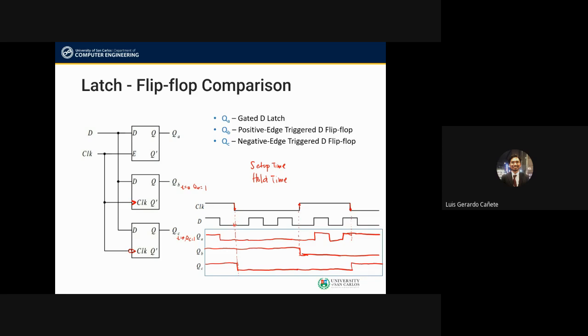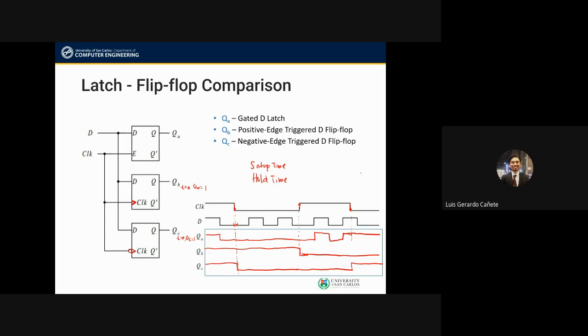We must ensure that the value of D does not change for that specific time. Now, it's relative to the edge of your clock. If we're looking at the falling edge, setup time is the minimum time that D is constant before the edge, and hold time is the minimum time that D is constant after the edge.